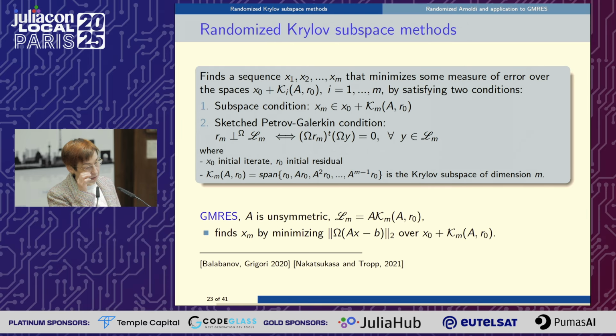With these conditions, the way we derive a randomized Krylov subspace is by replacing the Petrov-Galerkin condition with a sketch condition. So now we impose that the sketch of the residual is orthogonal to the sketch of the vectors belonging to the subspace Lm. So we impose this condition here. We replace the Petrov-Galerkin with a sketch Petrov-Galerkin condition. And when we impose such a condition, in the case of GMRES, it means that the solution is found by minimizing the sketch of the residual.